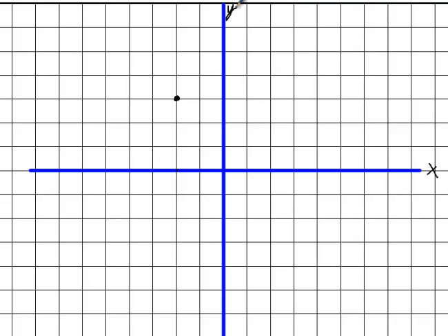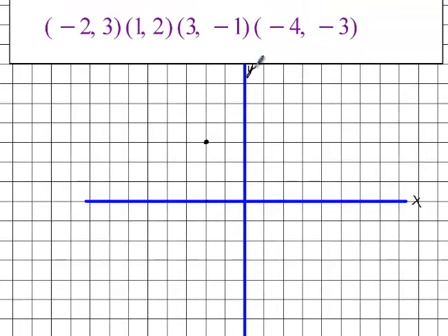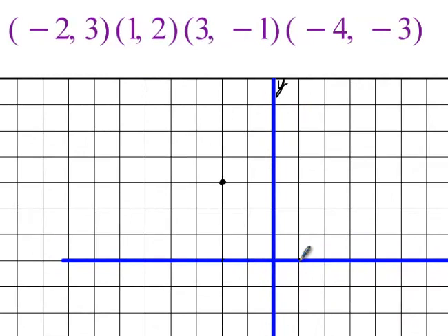So remember, whenever you move on a Cartesian coordinate, you're always going to move left to right first, and then you're going to move up and down. Okay, so our next point, x equals 1, so we're going to go over 1, and then y is 2. So again, is that up or down? Right, that's up. So we're going to go up 2.